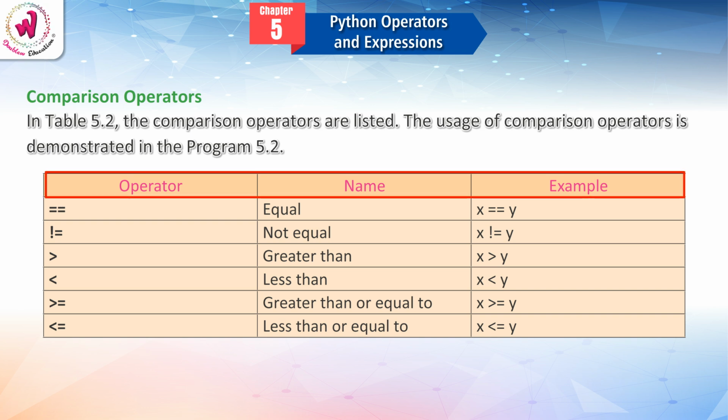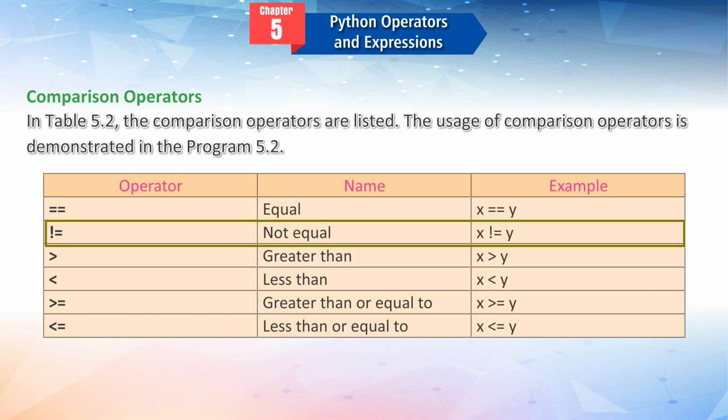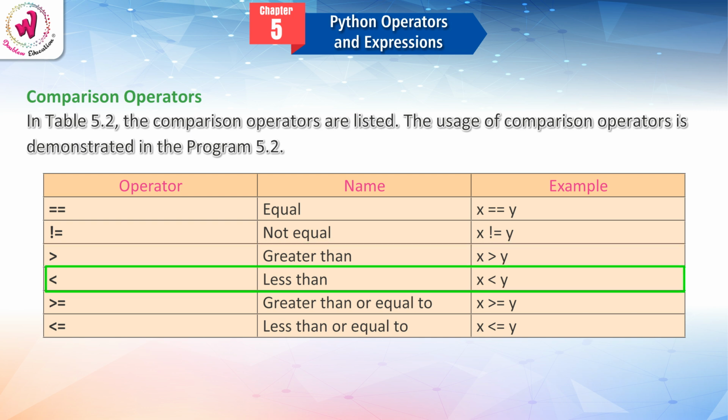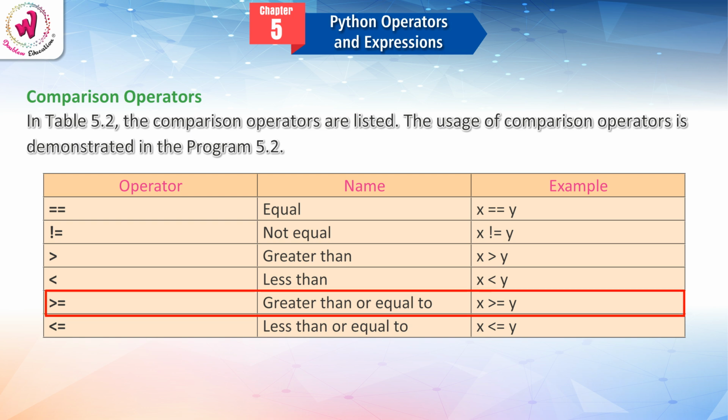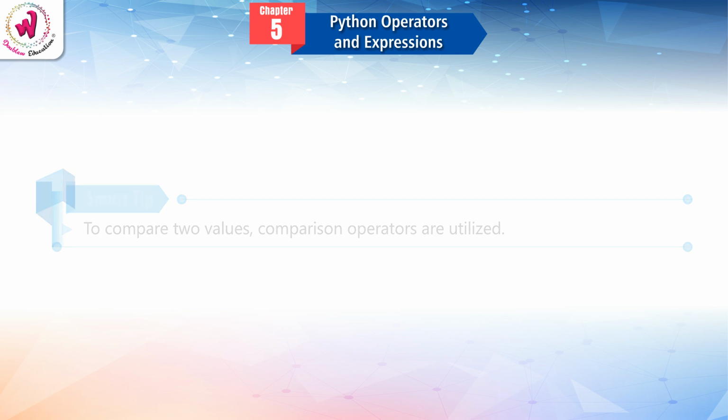Operator, name, example. Equal, x == y. Not equal, x != y. Greater than, x > y. Less than, x < y. Greater than or equal to, x >= y. Less than or equal to, x <= y.